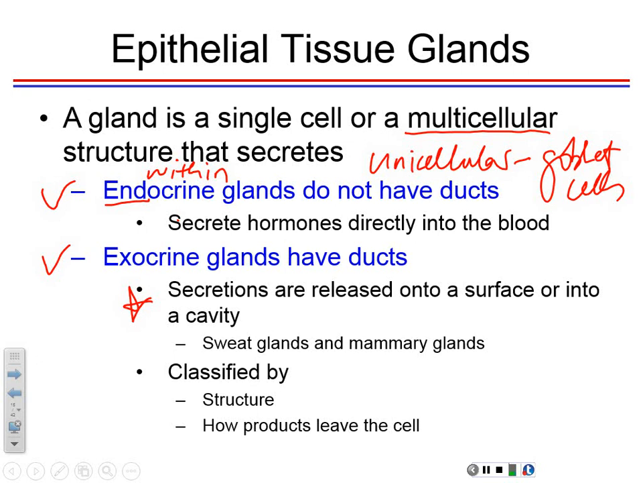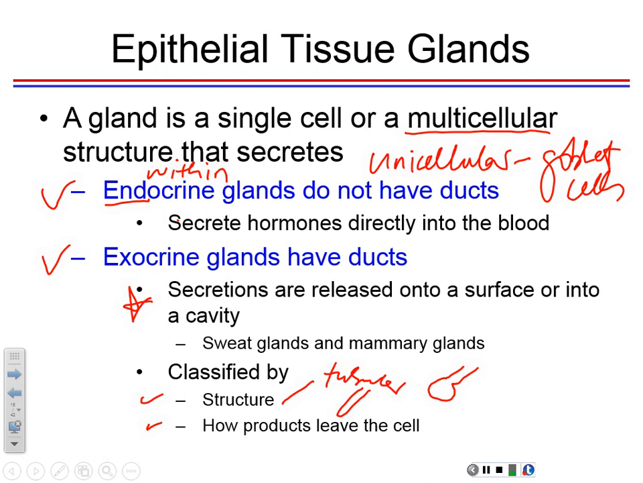So these are classified according to structure and how the products leave the cells. Because some glands are just tubular, okay, and we'll talk about them. Some of them are like alveolar, like in the lungs. Tubular is just a straight tube like that. Some of them are multiples of tubes and compound tubular and so forth. And then how products leave the cell. Okay? Some of them, they don't have a cellular component.